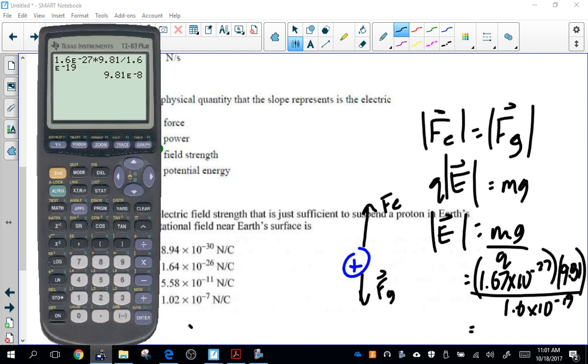What did I do wrong there? Oh, that should have been 1.67, right? 1.67 times 10 to the minus 27 times 9.81 divided by 1.6 times 10 to the minus 19. 1.02 times 10 to the minus 7, D.